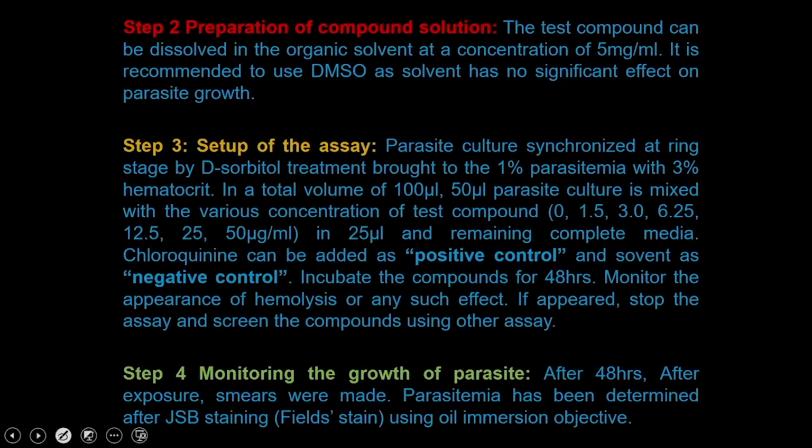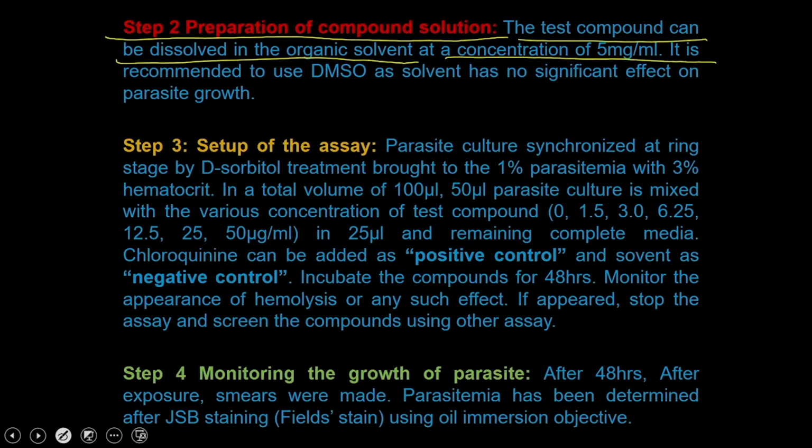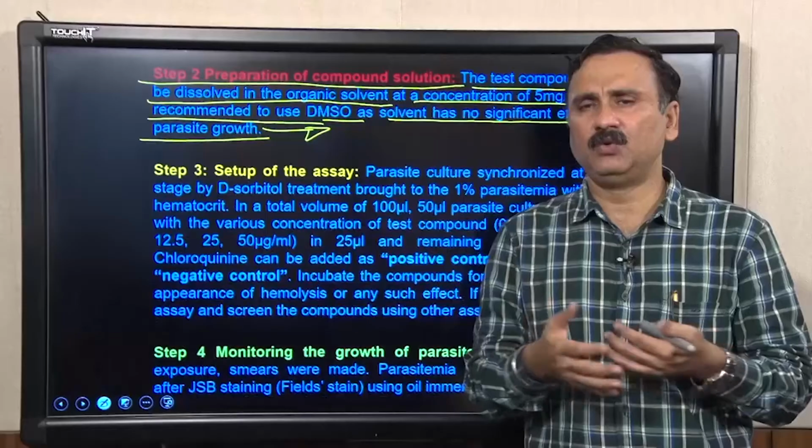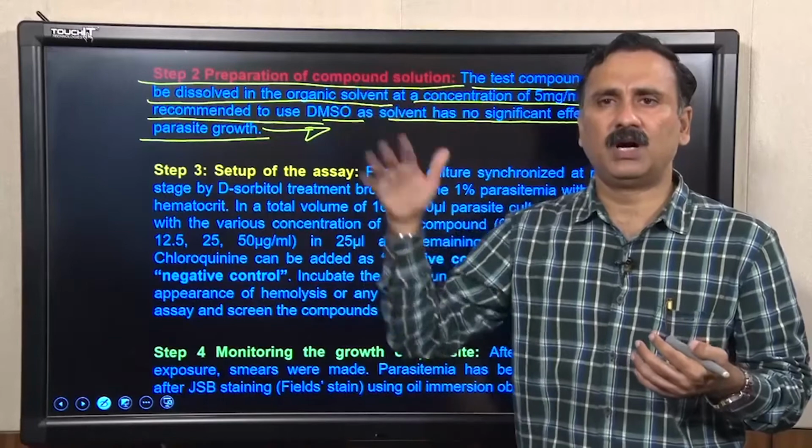Now, once you have prepared the ring-containing RBCs, you have to prepare the compound solutions. The test compound can be dissolved in an organic solvent at a concentration of 5 mg per ml. It is recommended to use DMSO as a solvent, as it has no significant effect on parasite growth. If it is a phytochemical or a water-soluble compound, then you do not need to dissolve it in an organic solvent.